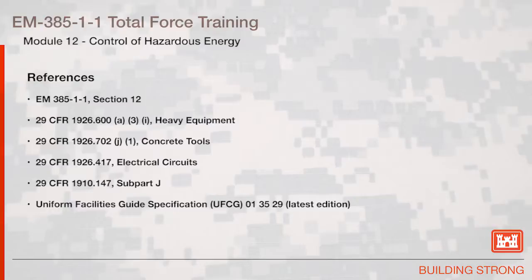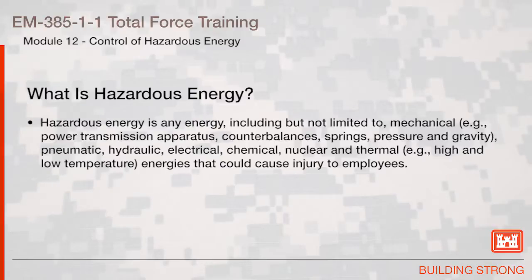01-35-29, the latest edition. Hazardous energy is any energy including but not limited to mechanical, for example, power transmission apparatus, counterbalances, springs, pressure and gravity, pneumatic, hydraulic, electrical, chemical, nuclear, and thermal, for example, high and low temperature energies that could cause injury to employees.